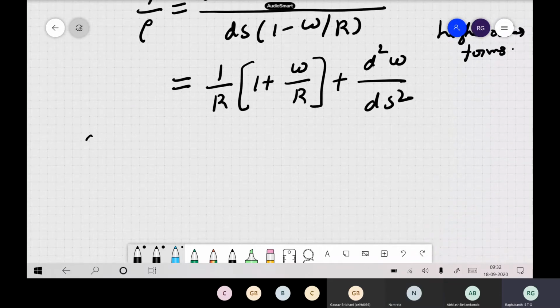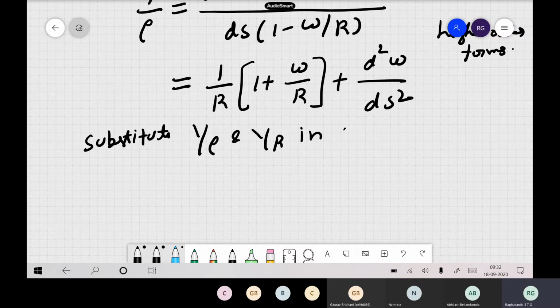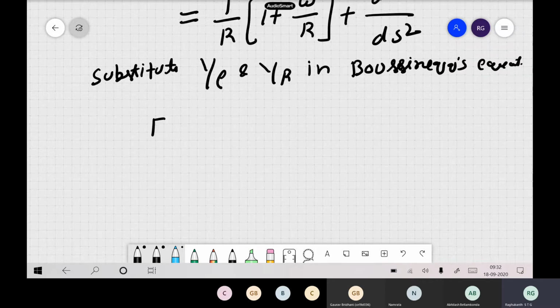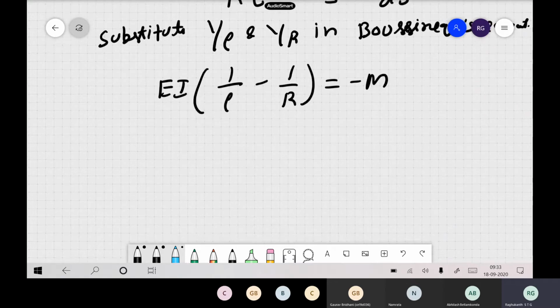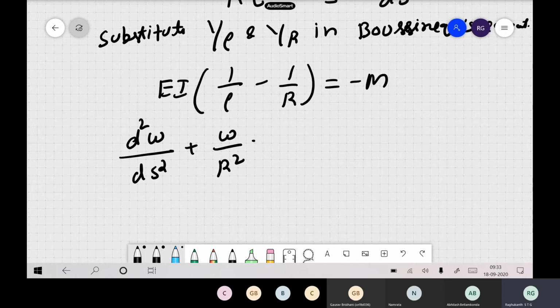Now you substitute 1 by rho and 1 by r in our Bresse's equation, that is, EI into 1 by rho minus 1 by capital R is equal to minus M. Substitute all those terms here and do some algebra. You will have an expression like this: d square w by ds square plus w by r square is equal to minus M by EI.